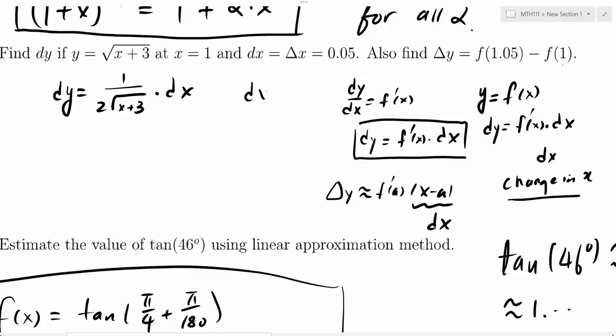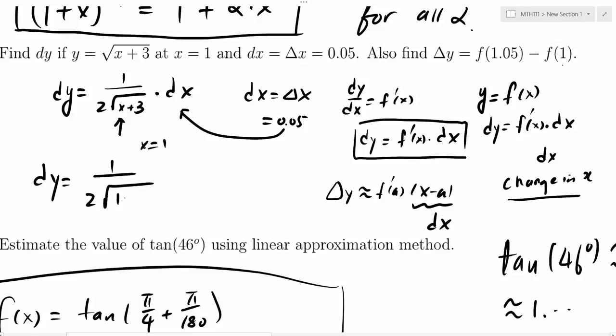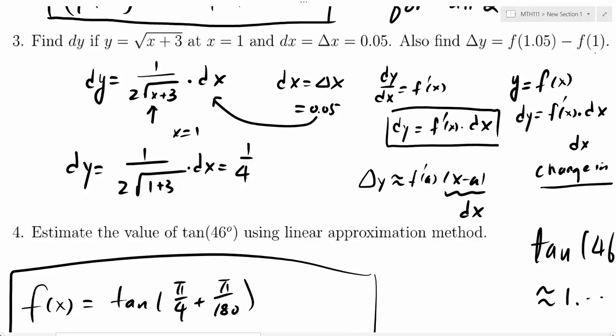And then we're going to find the value of dy. We know dx is the same as delta x because x is the independent variable, and we have 0.05. So we're going to put this value over here. That's dx. And how about this x? x is equal to 1 because we are finding differential near the point at 1, really. So dy is going to be simply 1 over 2 square root of 1 plus 3, times dx. And that's going to be 1 over 4 times dx, which is 0.05. And that's really 0.0125. I think that's the answer.